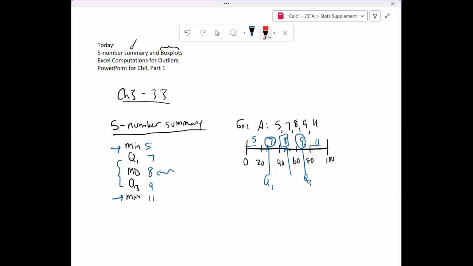Now, one little caveat to this is sometimes the min is reported as the minimum non-outlier, and the max is sometimes reported as the max non-outlier. In other words, what some folks may do when they report the five-number summary, they may first make a pass through the data, use something like the 1.5 IQR method, find any outliers, and then remove those outliers from consideration when reporting, say, the min and the max.